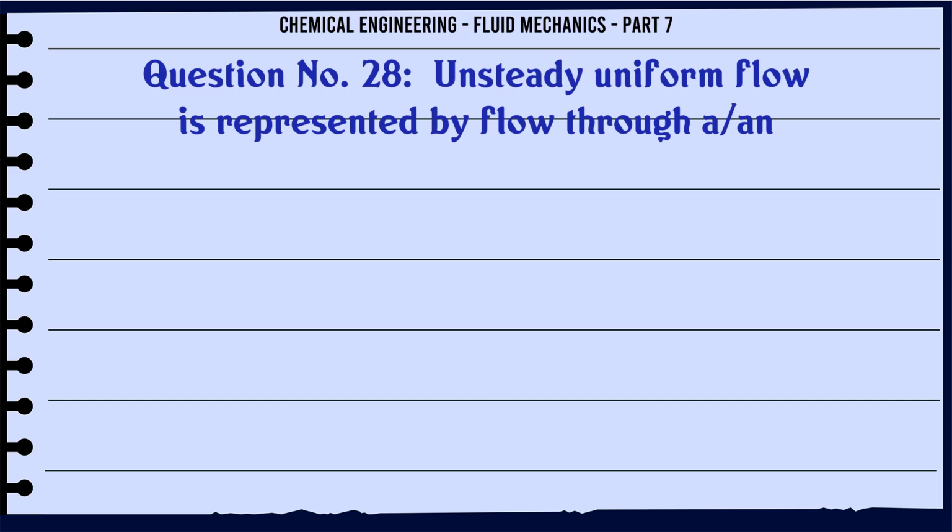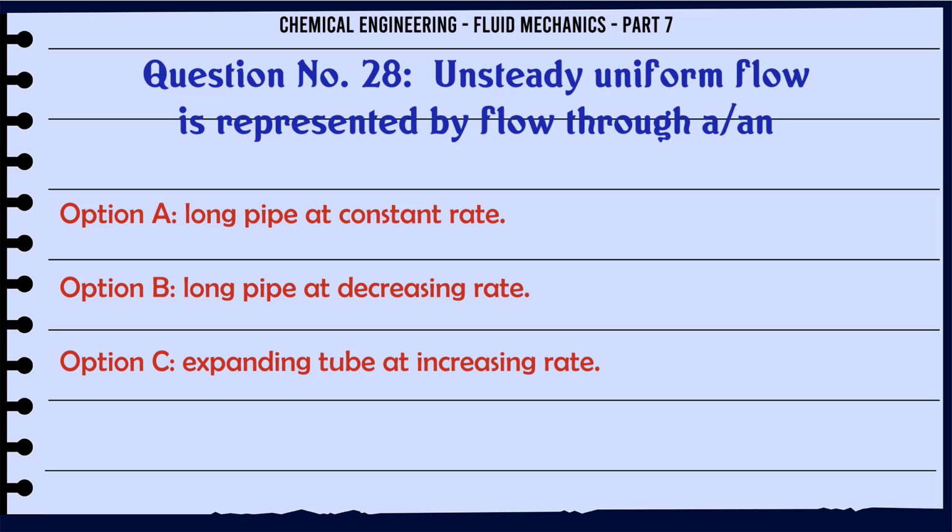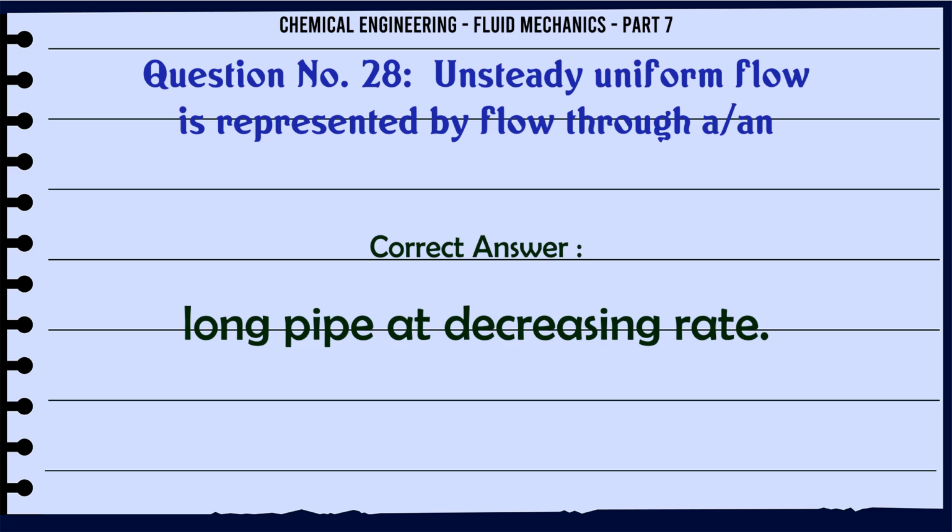Unsteady uniform flow is represented by flow through A long pipe at constant rate, B long pipe at decreasing rate, C expanding tube at increasing rate, D expanding tube at constant rate. The correct answer is long pipe at decreasing rate.